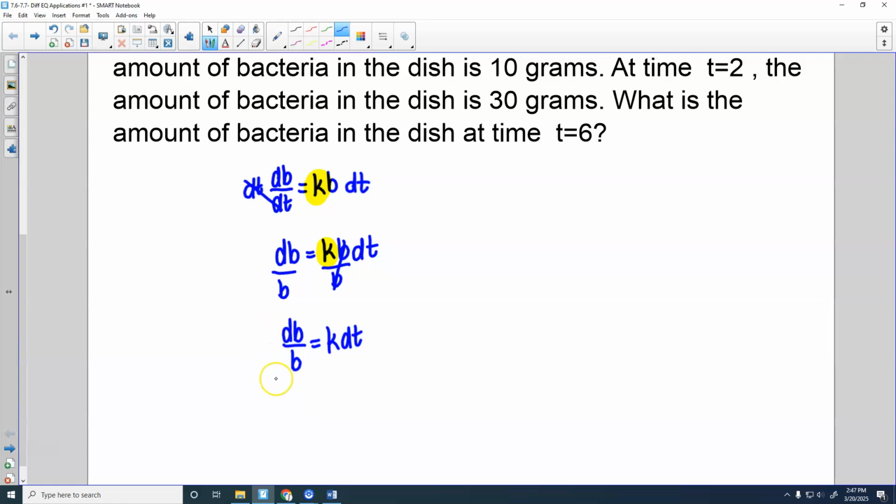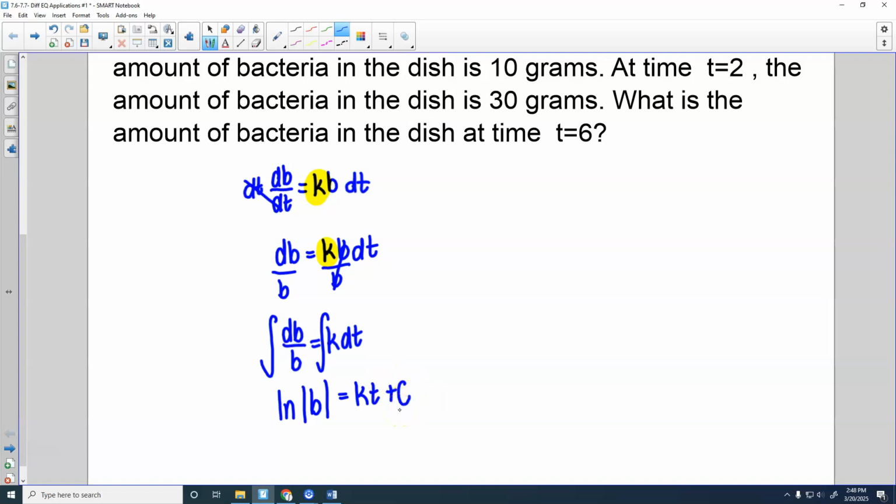All right, so at this point, all of my B's are on the left. All of my t's are on the right. Even though that k is there, it's just a constant, so it's okay. So I need to integrate both sides. What do I get when I integrate dB over B? Natural log, absolute value of B. What do I get when I integrate k? kt, because you have a dt on that side. And I need something else. What else is it? Plus c.